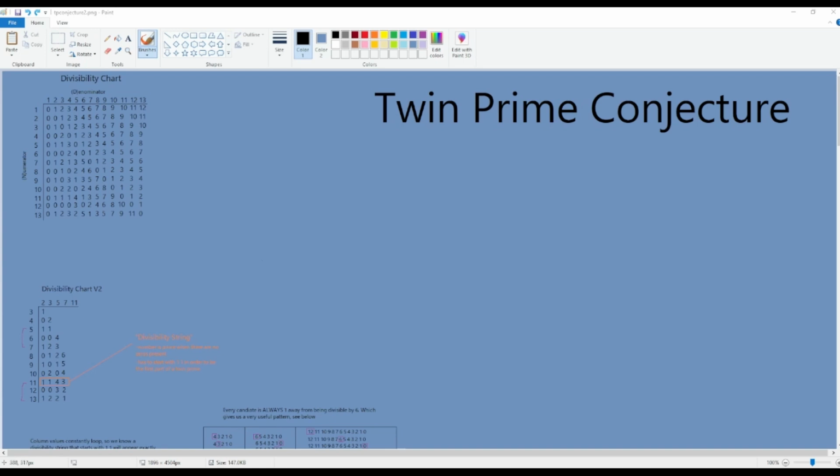So in order to get to the main core argument, I have to build up some context. So we'll start here in this divisibility chart I made. Let me zoom in.